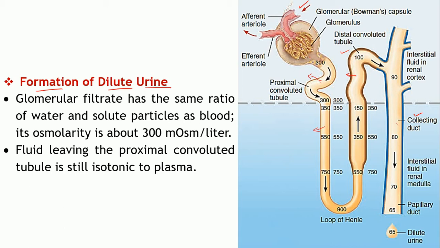Okay, so let us discuss this process of urine formation in detail, formation of the dilute urine first. As this filtrate is formed in the capsular space by the filtration of the blood, the glomerular filtrate has the same ratio of water and solute particles as blood. Now why is this important?